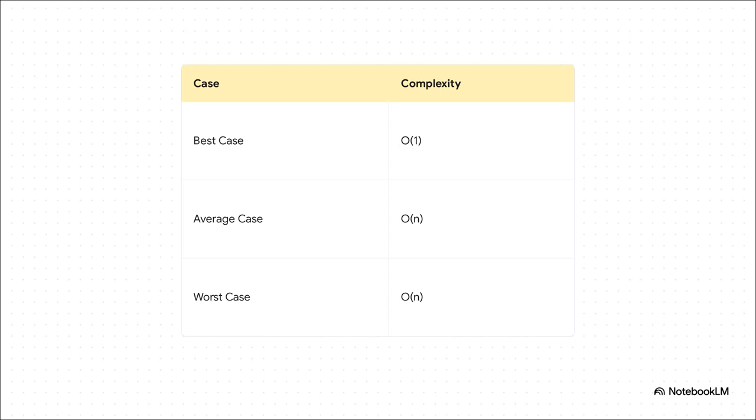The best case is O of 1, which we call constant time. That means it's super fast. But the average and worst cases are O of n, or linear time. That n stands for the number of items in the list. So what this means is that the search time grows directly with the size of the list.